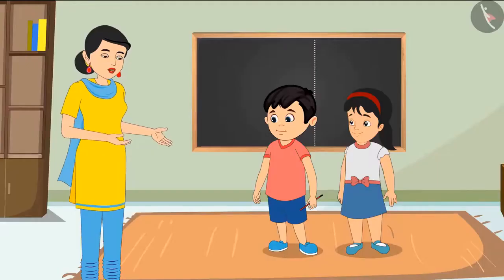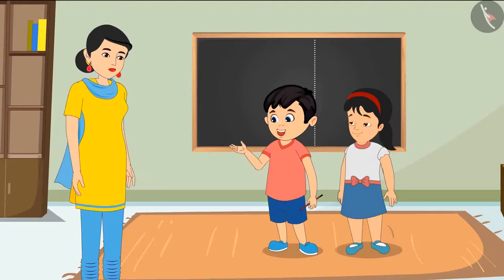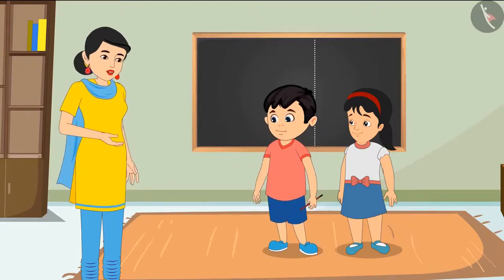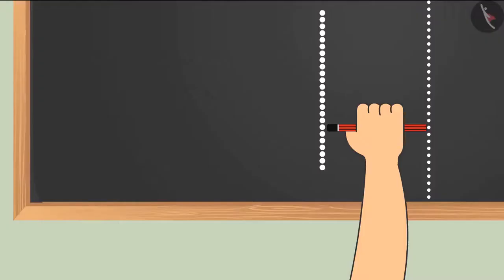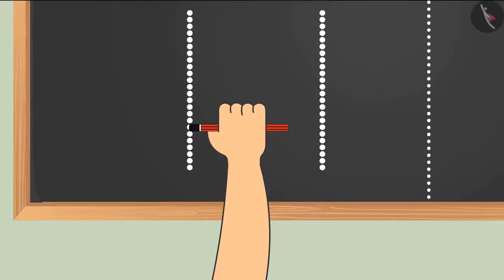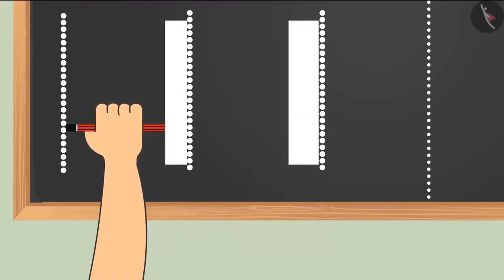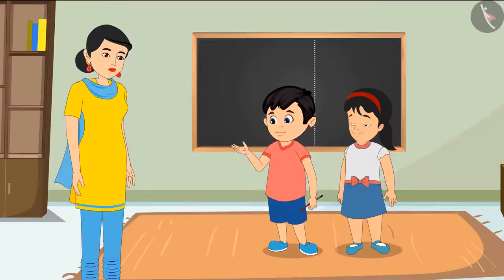Hey, Chotu, you are doing it wrong. Why, mummy? While measuring, the entire length has to be measured. No part should be missed. And you are leaving the space while placing the pencil. Oh, now I get it. I will measure it again.